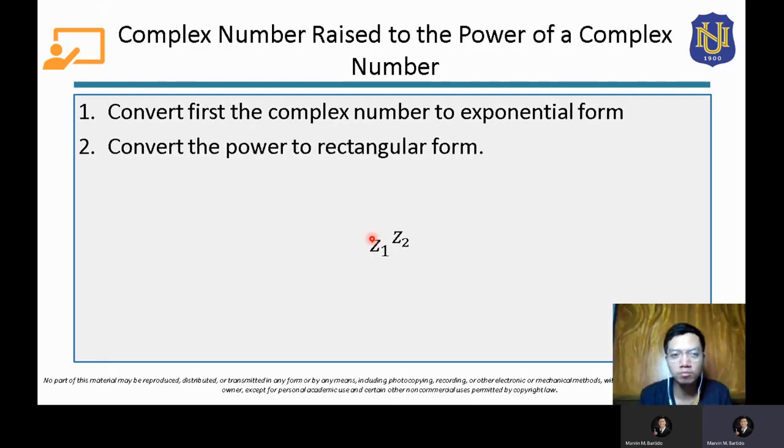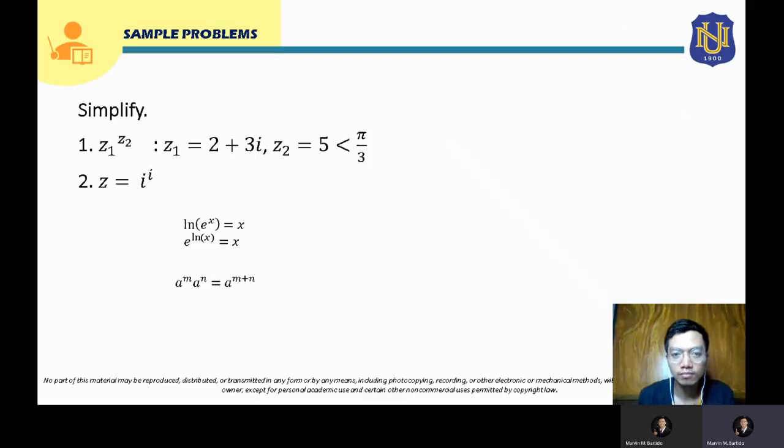The next step is we have to convert the power to rectangular form. This power, which is also a complex number, we will convert to rectangular form. From that, we can start simplifying the given complex number raised to the power of a complex number. So let's start solving problems about this topic. This will be our first example. Number one, we have to simplify z1 raised to z2.